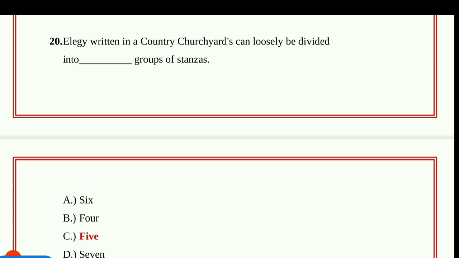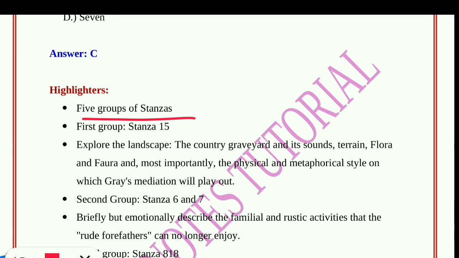Question number 20. Elegy Written in a Country Churchyard can loosely be divided into dash groups of stanzas. And your options are 6, 4, 5, and 7. The correct answer is option C, 5. Let's see the highlighters. 5 groups of stanzas. First group, stanzas 1 to 5. Explore the landscape, the country graveyard and its sounds, terrain, flora and fauna, and most importantly, the physical and metaphorical setting on which Gray's meditation will play out.